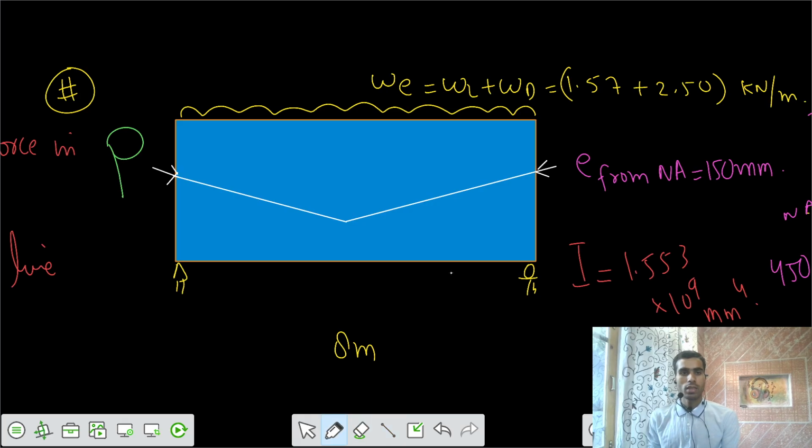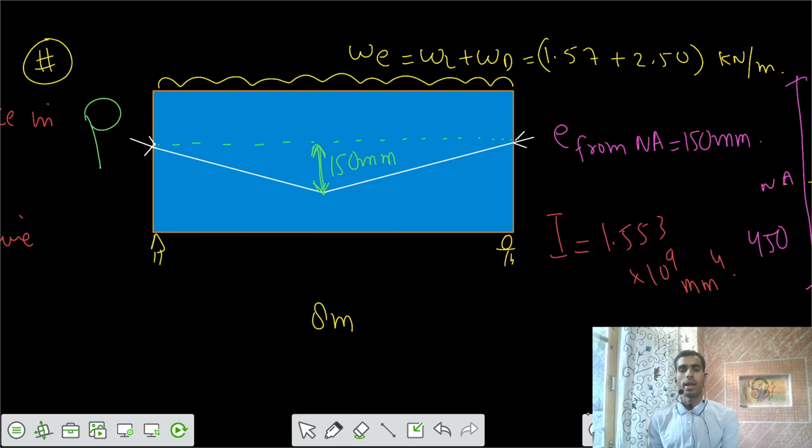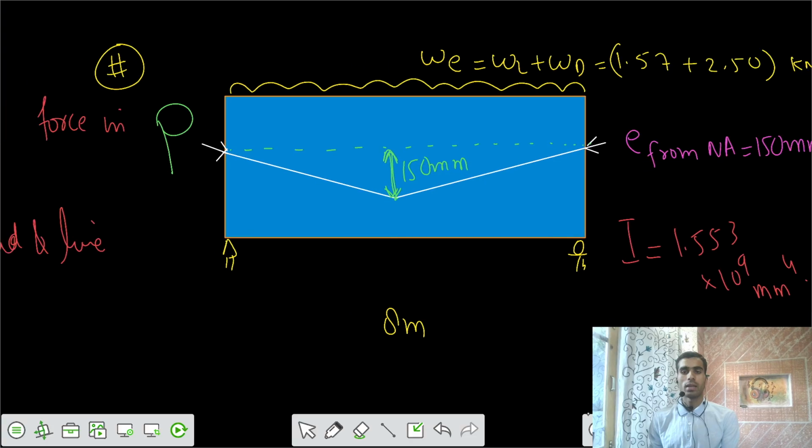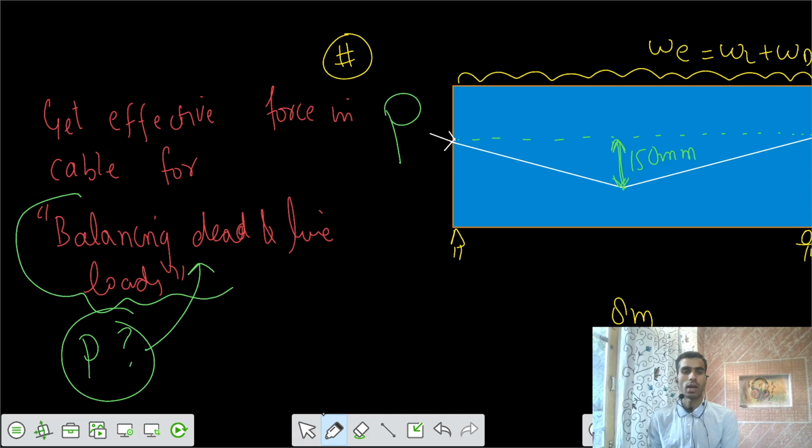the P force is applied here at the neutral axis at the ends, and some eccentricity is there at the mid. Eccentricity of E equals 150 at the midspan section. So this section that we are showing is the midspan section. This is the E. And we have to find what value of P is going to balance the dead loads and live loads.